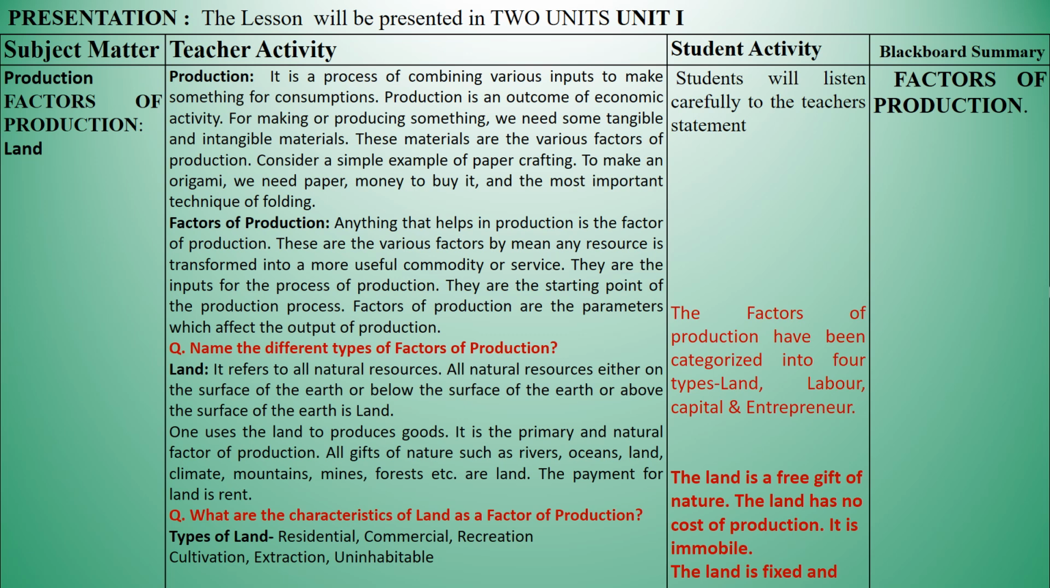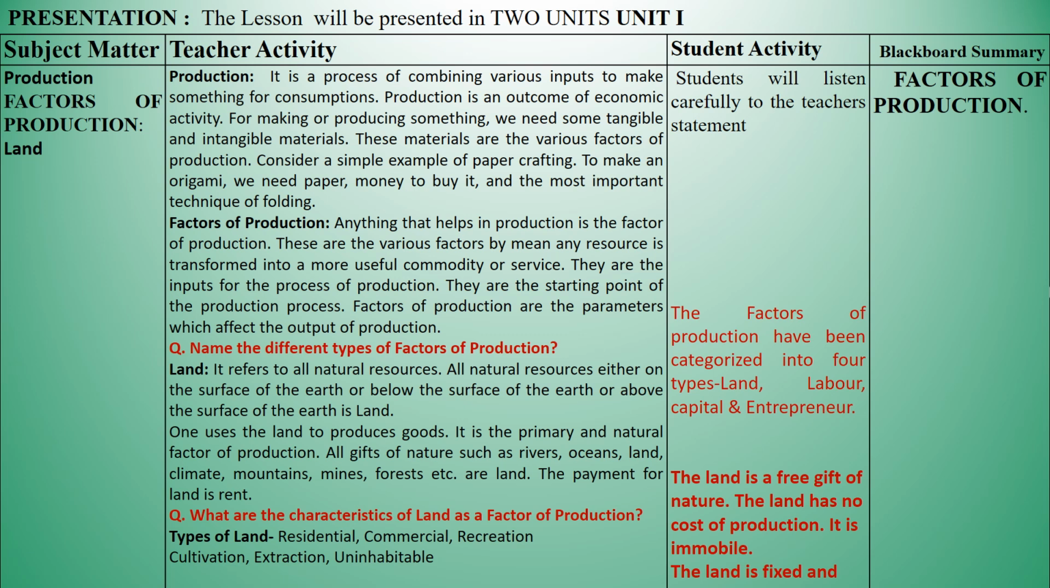The students will listen carefully to the teacher's statement. After the teacher's statement, one developing question will be asked, that is, name the different types of factors of production. The student will answer that the factors of production have been categorized into four types: land, labor, capital, and entrepreneur. After the developing question, the teacher's statement will continue, that is, land.